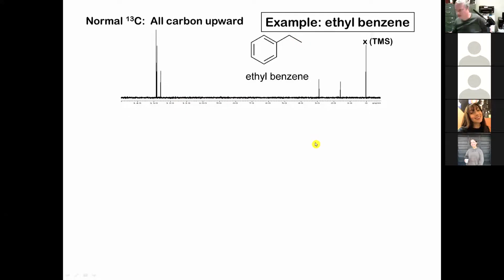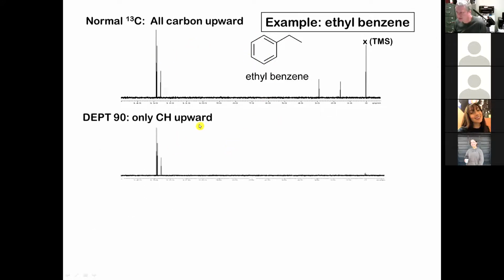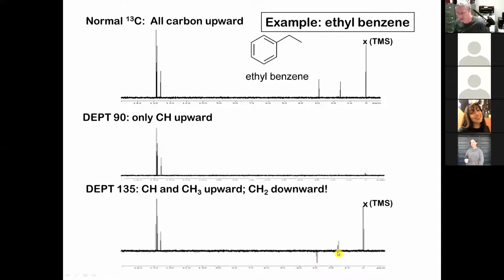DEPT90, what's DEPT90 going to show? DEPT90 shows only CHs, right? Remember that? What are the CHs here in the molecule? Just the aromatic CHs. Look at that. So DEPT90 erases these two peaks. And then in DEPT135, CHs and CH3s go up and CH2s go down. And you can see that, which is cool. So often you would do all three of these. You can run a carbon, a DEPT90, and a DEPT135, and then it'll help you in your interpretation.